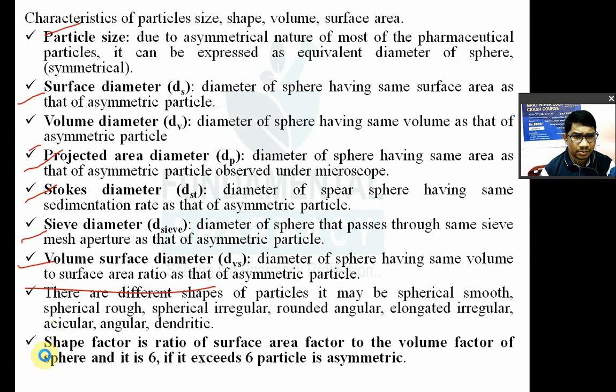We have seen shape factor is nothing but the ratio of surface area factor divided by volume factor. And for sphere, it is 6. इसके ऊपर क्वेश्चन आ चुका है. If shape factor of particle is more than 6, it is an asymmetric particle, right?